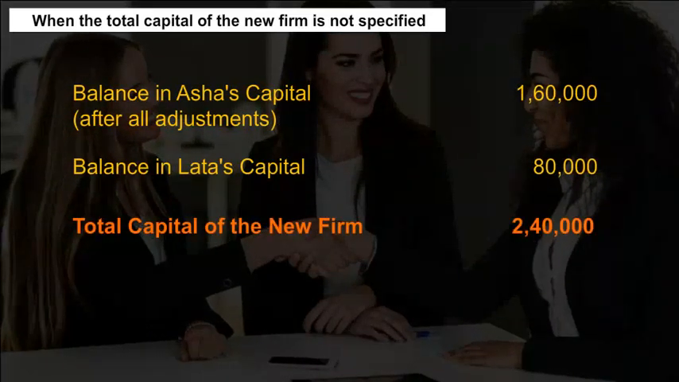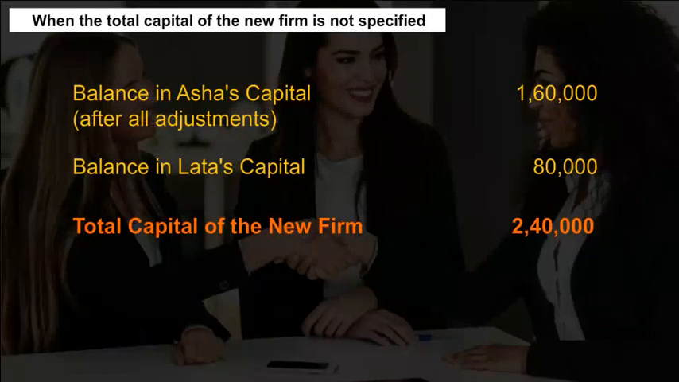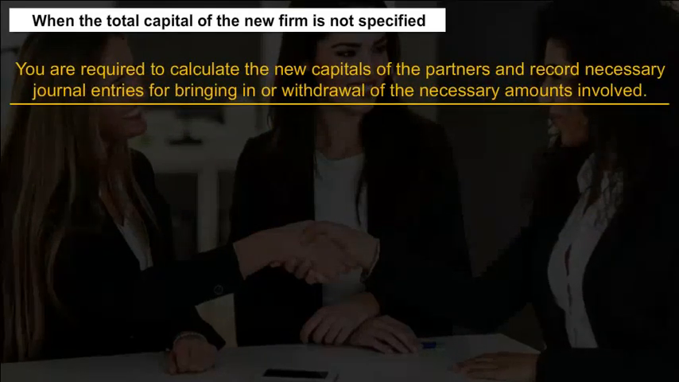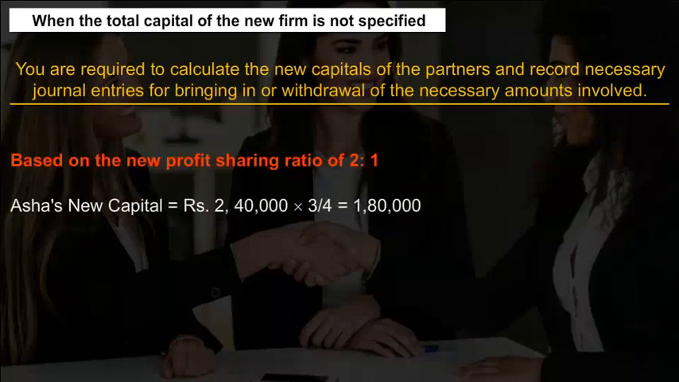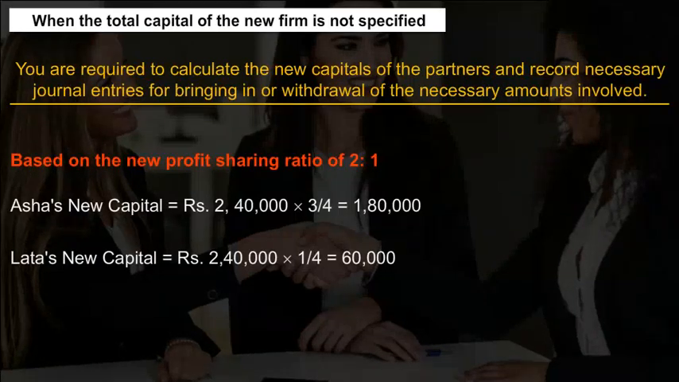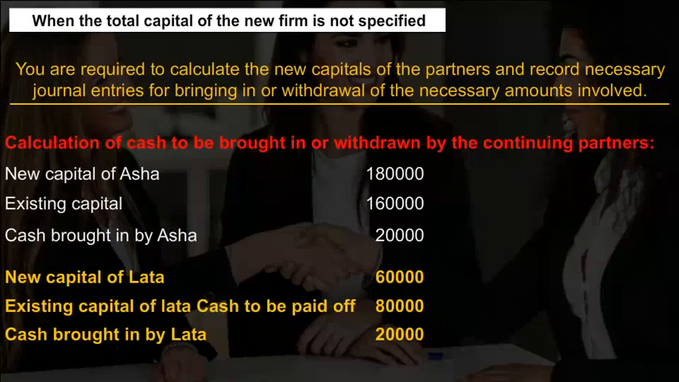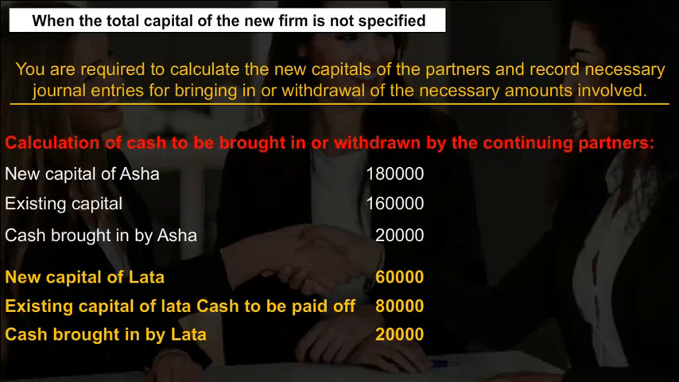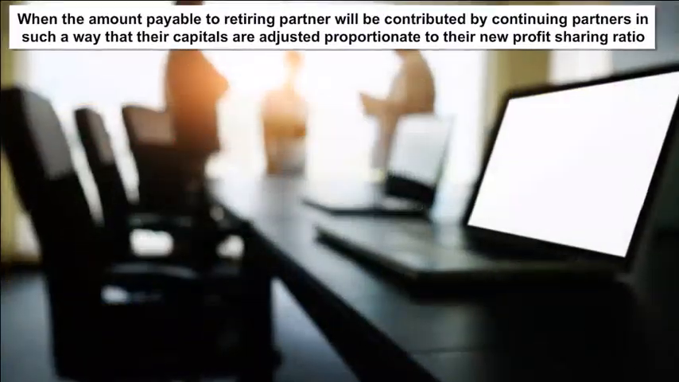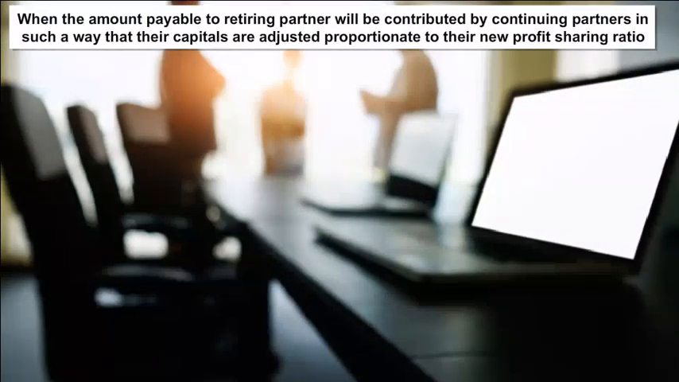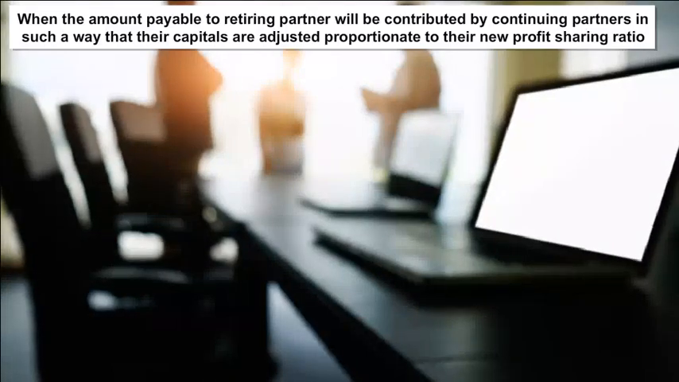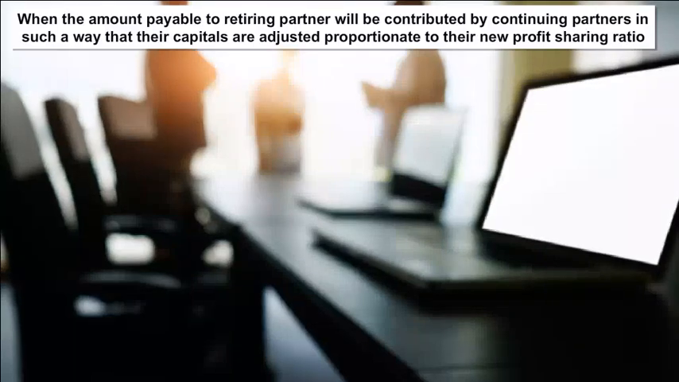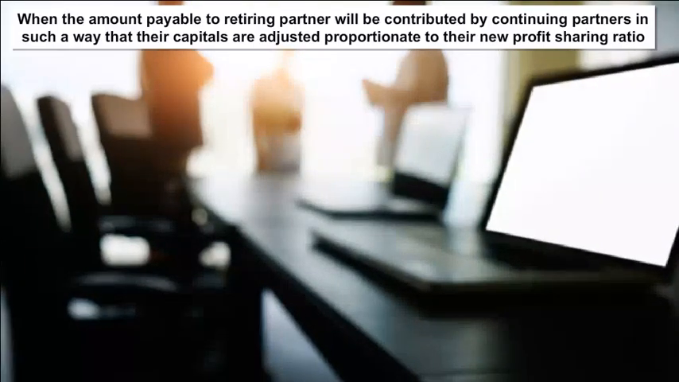It was decided to adjust the capitals of Asha and Lata in their new profit-sharing ratio. You are required to calculate the new capitals of the partners and record necessary journal entries for bringing in or withdrawal of the necessary amounts involved. When the amount payable to the retiring partner will be contributed by continuing partners in such a way that their capitals are adjusted proportionate to their new profit-sharing ratio.